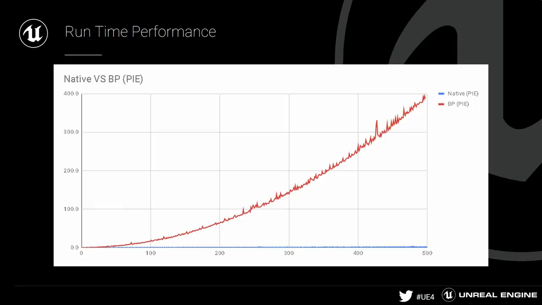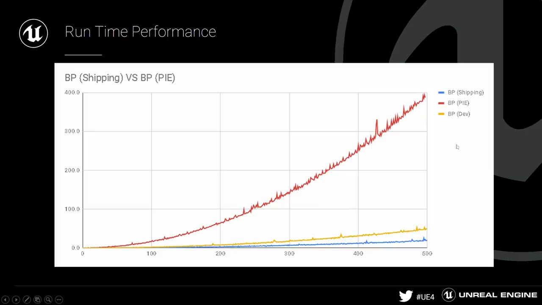The slight difference between red and blue: it's C++ to blueprint. You can see blueprint gets a little bit expensive. Blueprint is the red line, confusingly enough, I'm sorry. It gets a little bit more expensive than the blue line here at the bottom. But this is both in play in editor, because the next one gets more interesting.